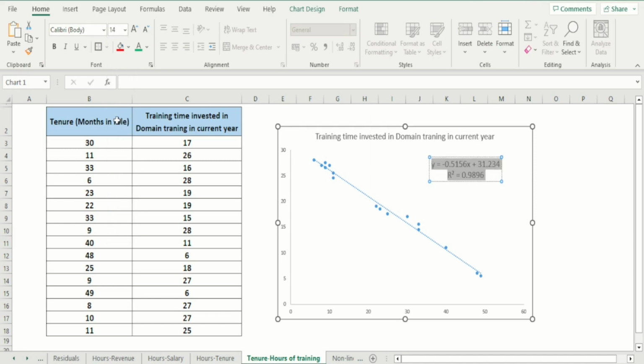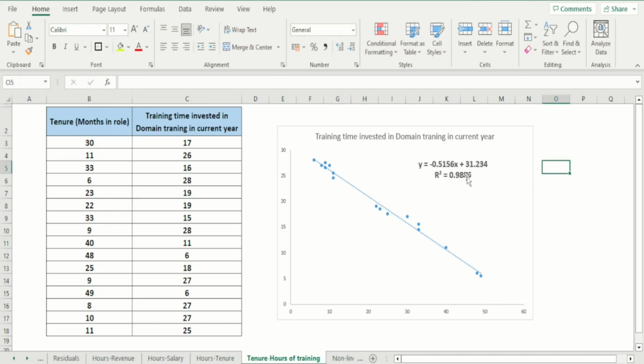We have that information here. Place it here, and use a larger font for easier visibility. There we are. So we have the R square, and as you will notice, the R square is fairly strong. The interpretation of this R square is that 98.96% of variation in training time is explained by tenure in months. So this is a strong relationship, almost close to 100. You can see by the dispersion of the data points that they lie very close to the straight line. So this is a good strong relationship.